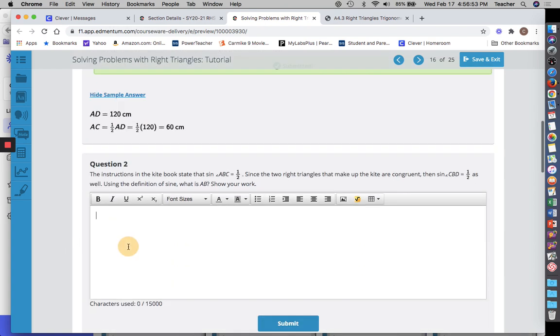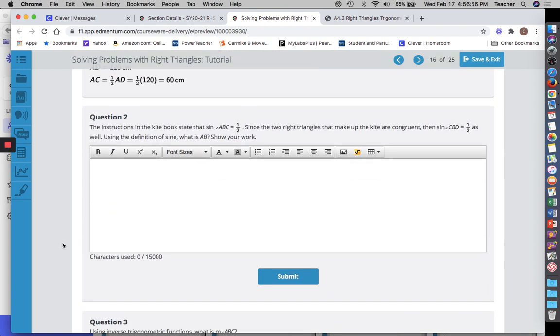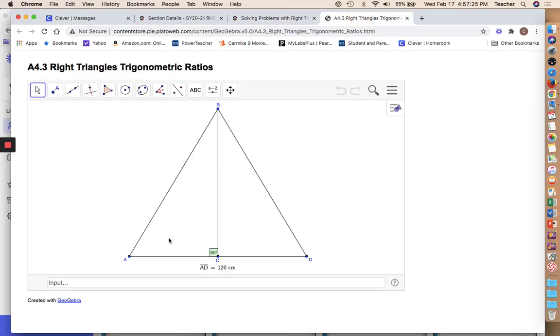All right, question 2. The instructions in the kite book state that the sine of angle B, because that's the letter in the middle, is a half. Now, sine is your opposite over your hypotenuse. So opposite of angle B is going to be a 1, and the hypotenuse is going to be a 2. Since the two right triangles that make up the kite are congruent, then sine of CBD is also 1/2 as well. All right, using the definition of sine, what is AB? Show your work. Okay, so they're looking for AB.